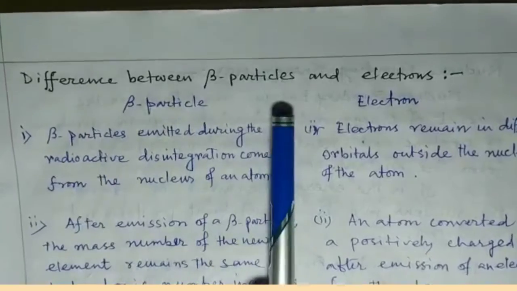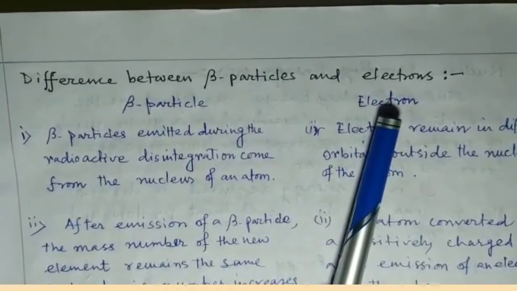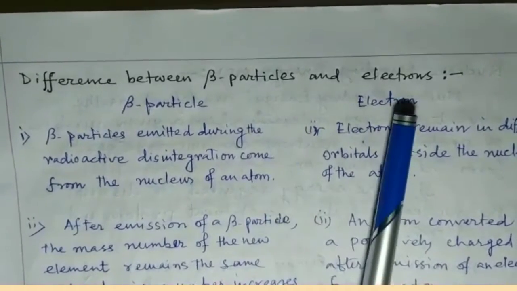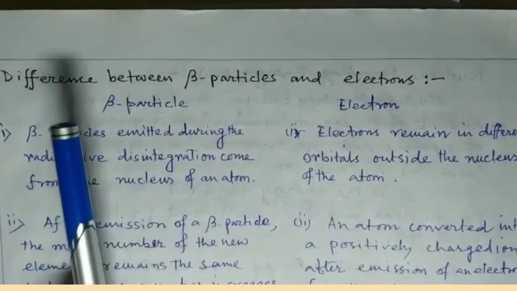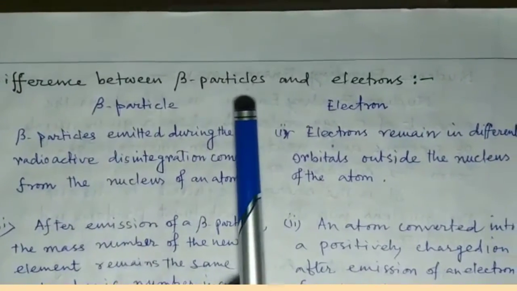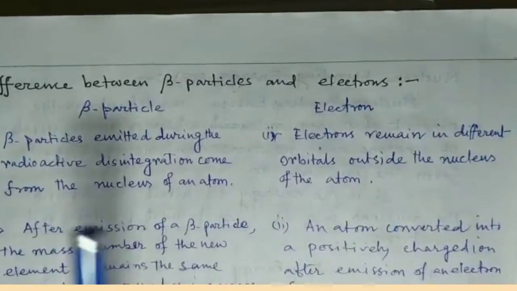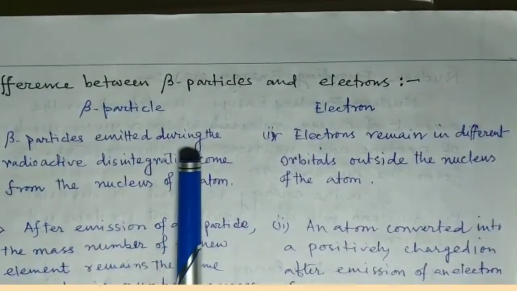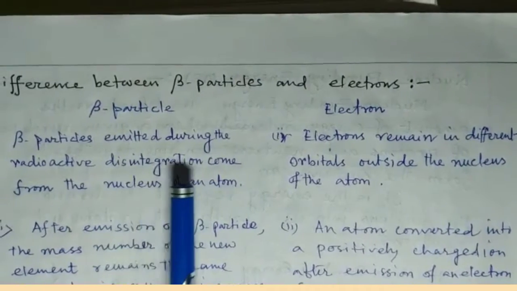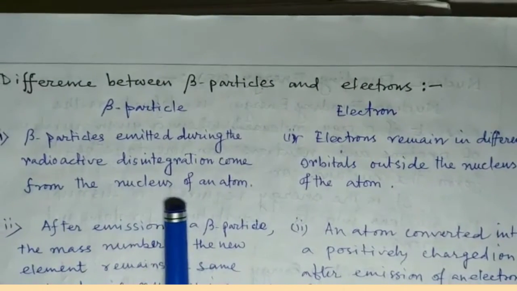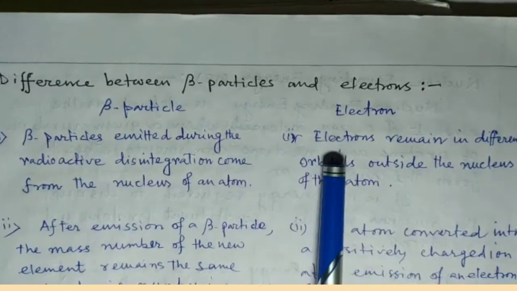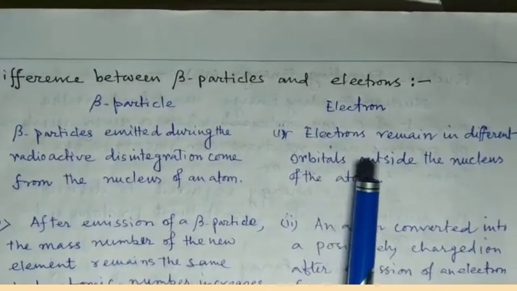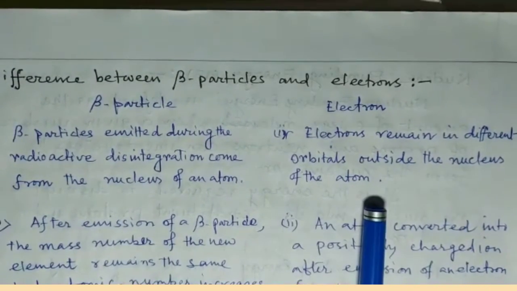We know beta particles and electrons are the same. We know that beta particles are nothing but electrons. But still there are some differences between beta particles and electrons. What is the difference? The first difference is that a beta particle emitted during radioactive disintegration comes from the nucleus of an atom. An electron remains in different orbitals outside the nucleus of the atom.